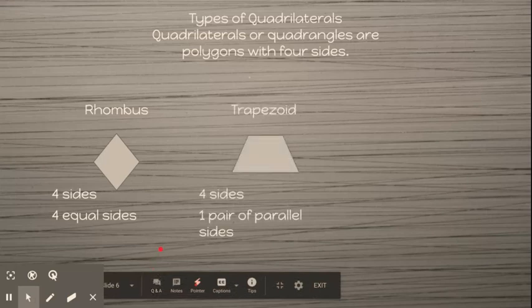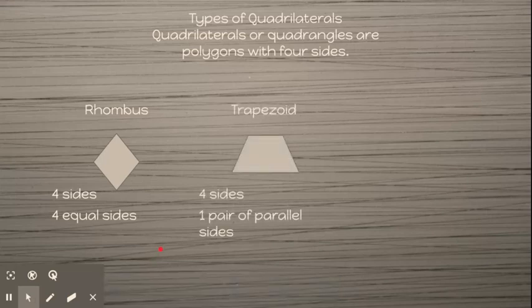A trapezoid is another type of quadrilateral. Trapezoids have four sides, and they only have one pair of parallel sides, so this top and this bottom are parallel. Now, I keep talking about those parallel sides, and what it means is the top, if we kept extending it out forever, they would never get any closer. They would always be the same distance apart from each other because they are parallel. They'll never cross.